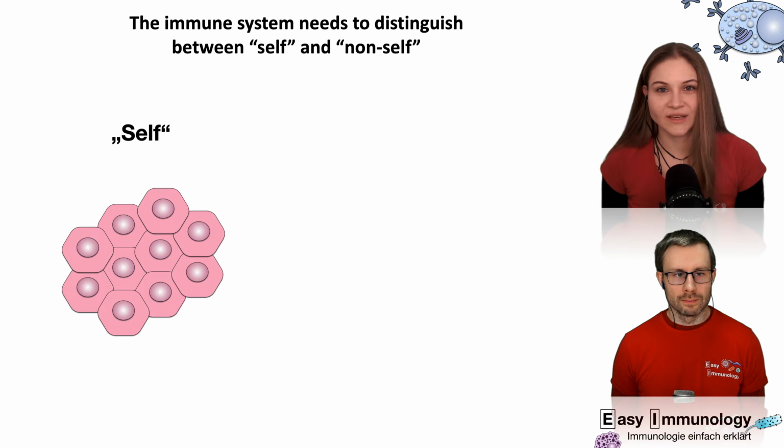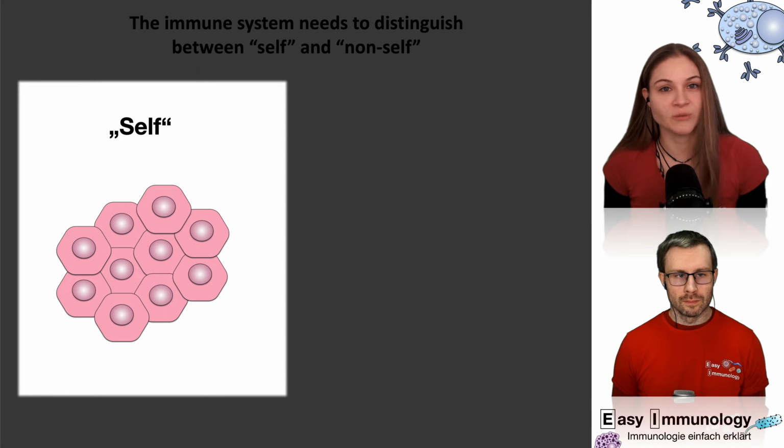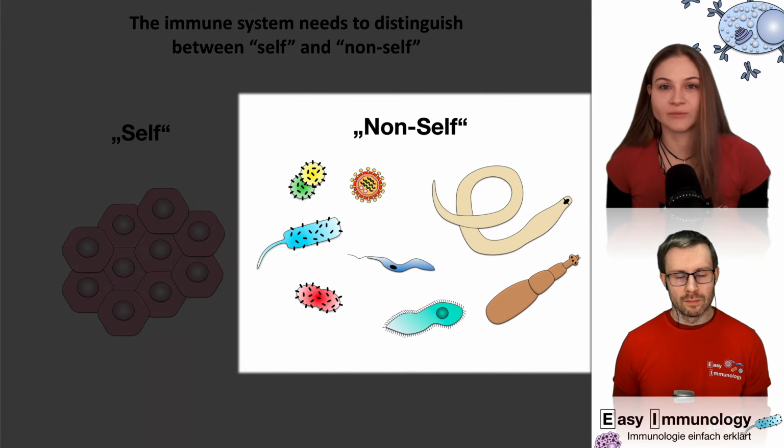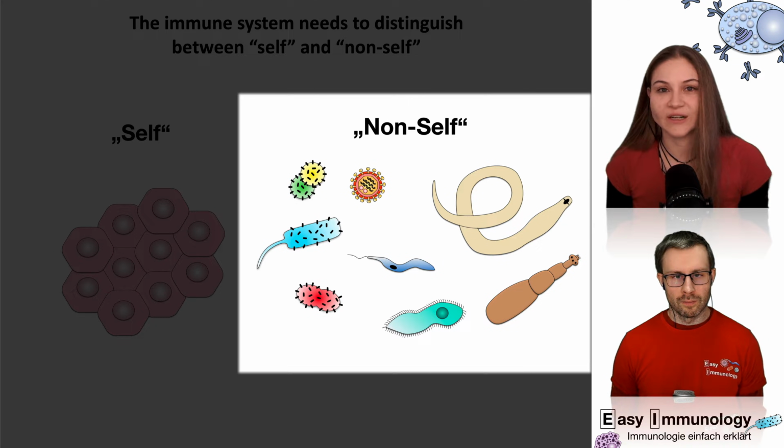To detect and afterwards fight the pathogens, the immune system first needs to know what is self, so what is own tissue and own immune cells, for example, and what is non-self, like foreign cells or cancer cells or also pathogens. And for pathogens, we have, for example, viruses, bacteria, or also parasites.